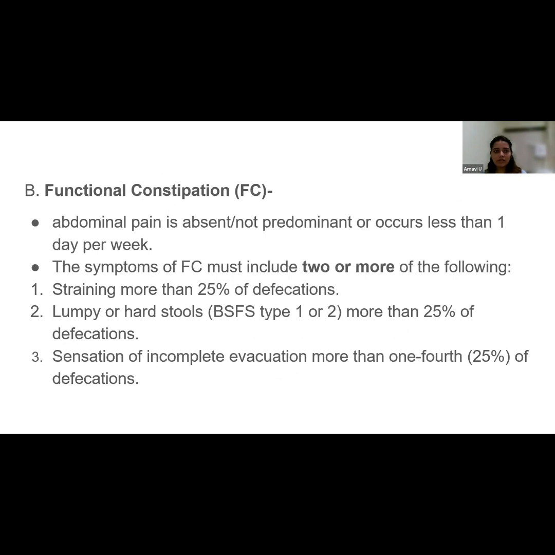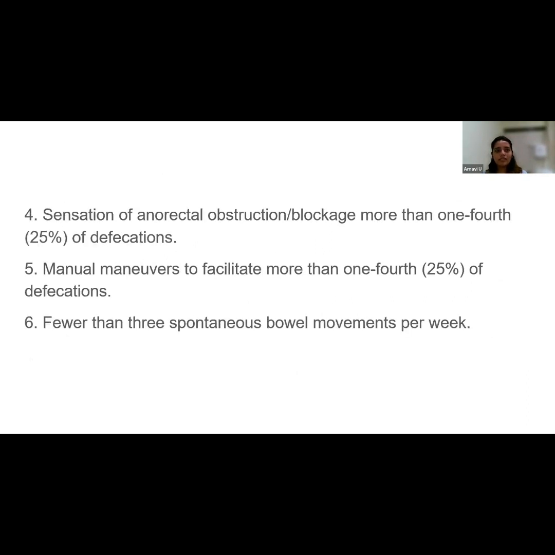Then the next type is functional constipation. In this, the abdominal pain is absent or not predominant or occurs less than 1 day per week. The symptoms of functional constipation must include 2 or more of the following. A simpler way to remember would be that during more than 25% of defecations, that is more than 1/4 of the times, straining is present, or lumpy or hard stools, that would be Bristol stool 1 or 2, or sensation of incomplete evacuation, or sensation of anorectal obstruction or blockage, or manual maneuvers are needed to facilitate, again, more than 1/4 of the defecations, and fewer than 3 spontaneous bowel movements per week need to occur.